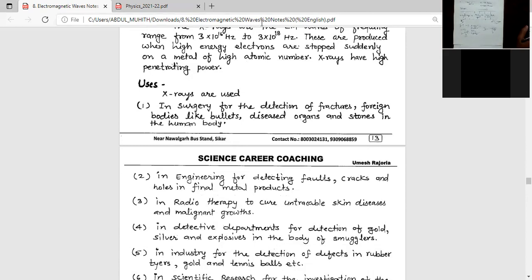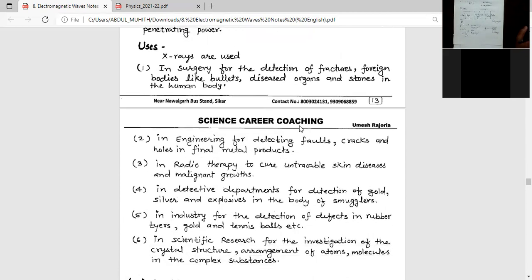Now, the frequency is given here. When a fast moving electron is stopped by a high melting point metal, electromagnetic X-rays are produced. Now, X-rays are used in surgery for detection of fractures.